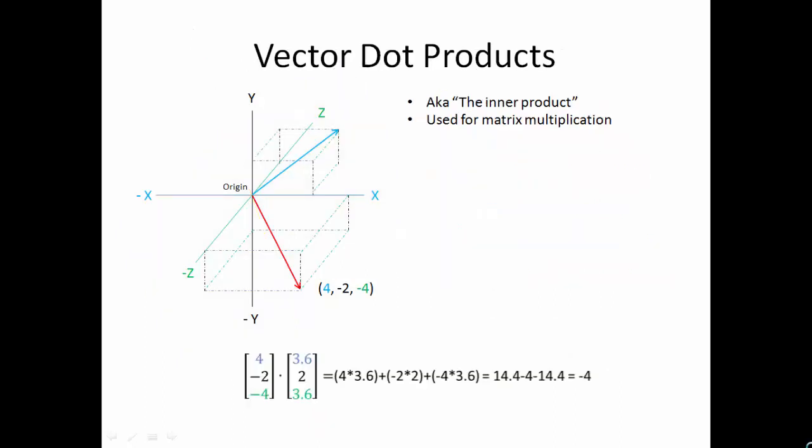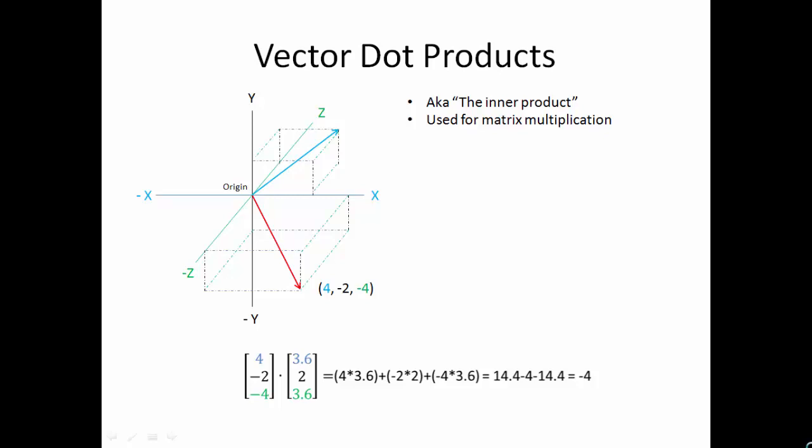Vector dot products, also known as the inner product. These are used for matrix multiplication. When we get into matrix multiplication, you'll see that the vector dot product is used for vector multiplication. At the bottom here, I show the matrix algebra form of how to do a vector dot product with two vectors. Before, we used the X symbol for multiplication or cross product. Here we use the dot symbol for the dot product of these two vectors.